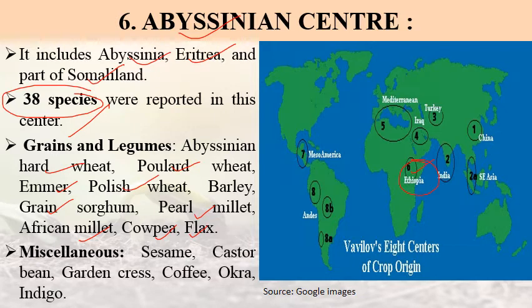Next, miscellaneous like sesame, castor bean, garden cress, coffee, okra, indigo. So ये जो plants हैं ये भी यहाँ पे originate हुए हैं in this center of region, that is Abyssinian center of region, which is located in African continent.